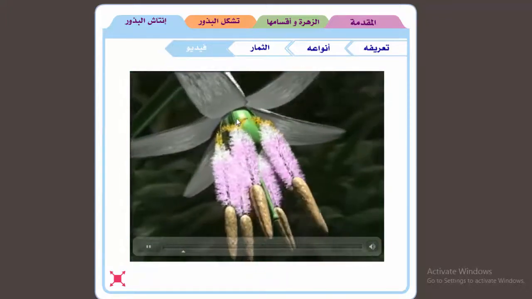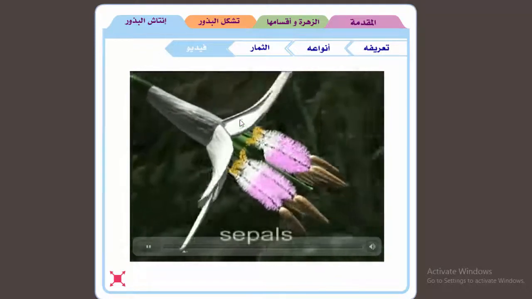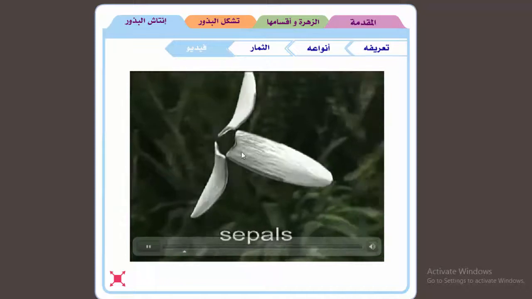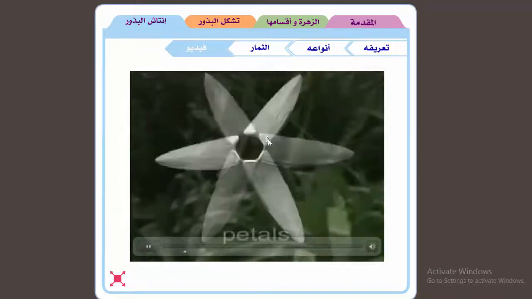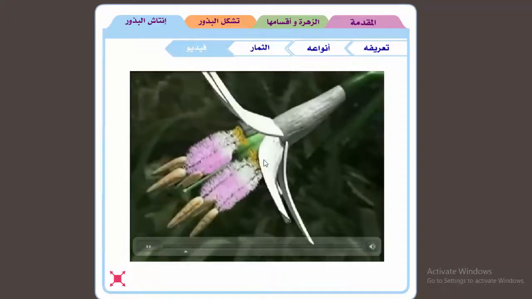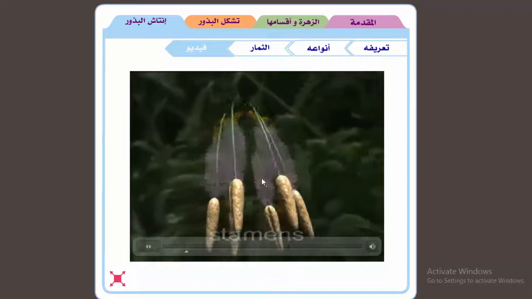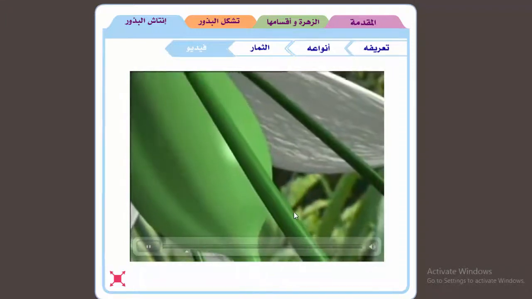Each flower has 3 sepals, which overlap 3 petals. Inside the petals there are 6 stamens that produce pollen. Each stamen is attached to the flower by a filament.